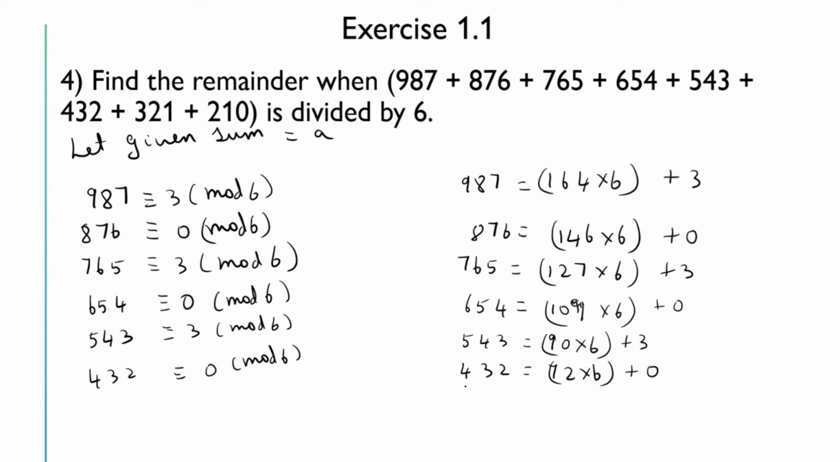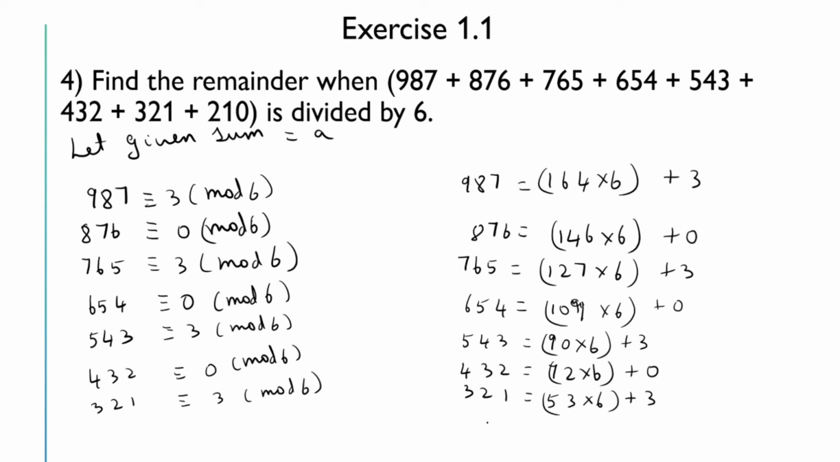The next number is 321. 321, when we divide by 6, we get the quotient as 53 and the remainder as 3. So 321 congruent to 3 mod 6.